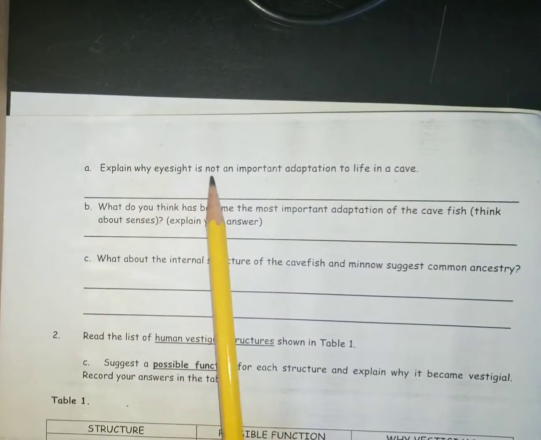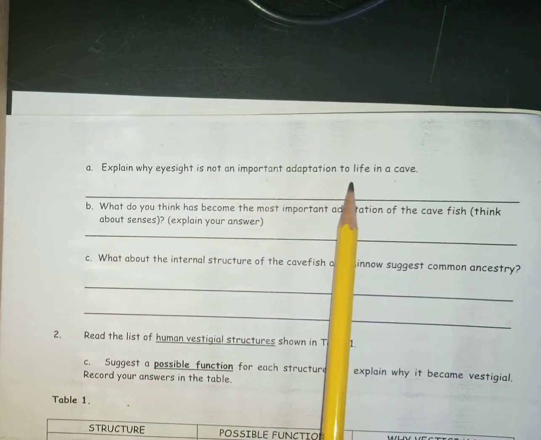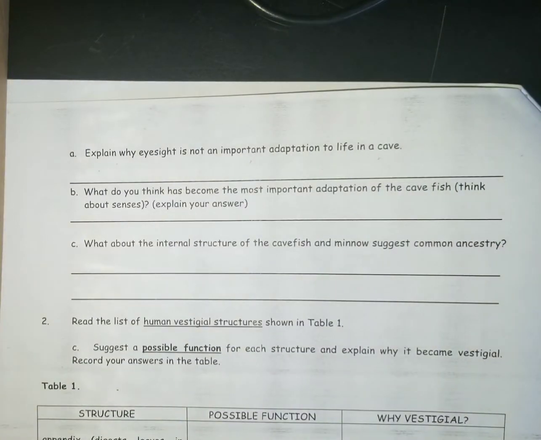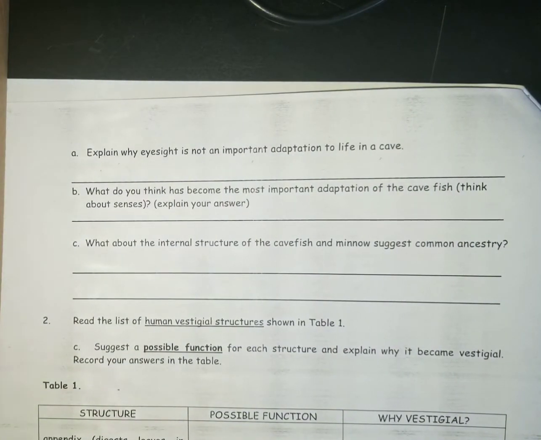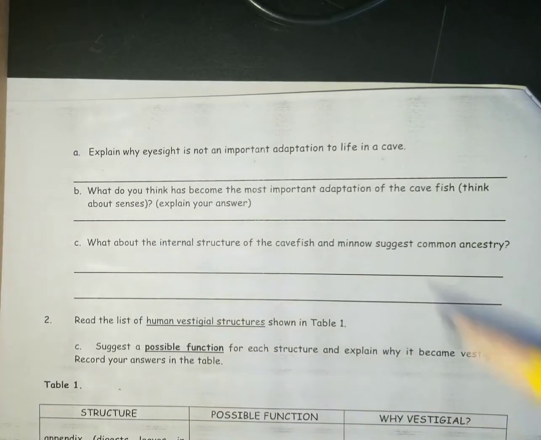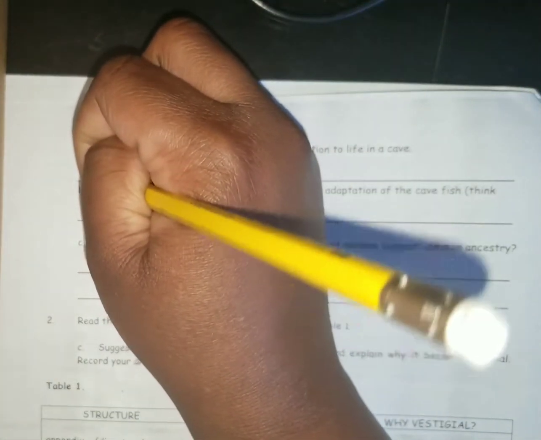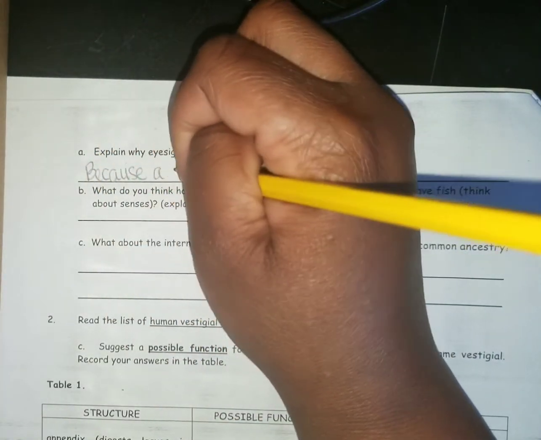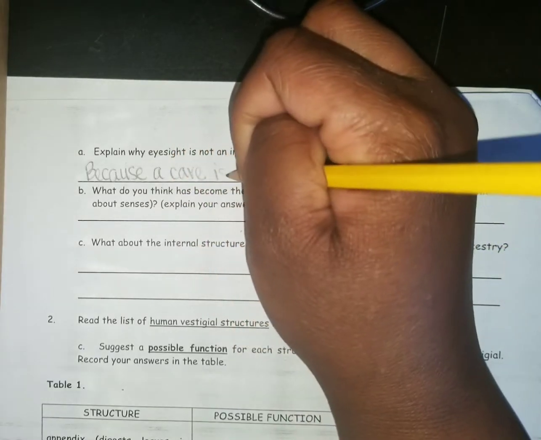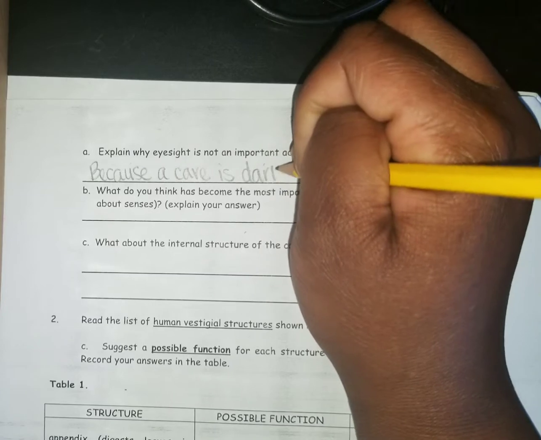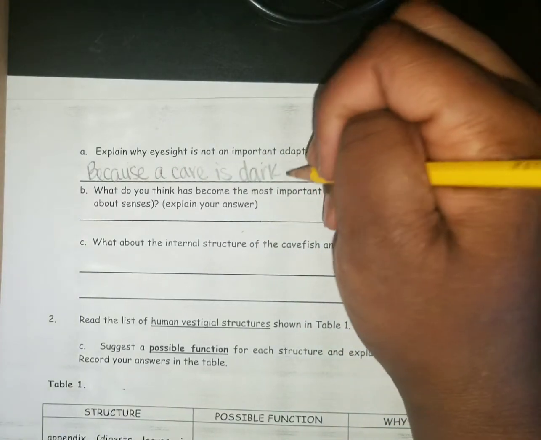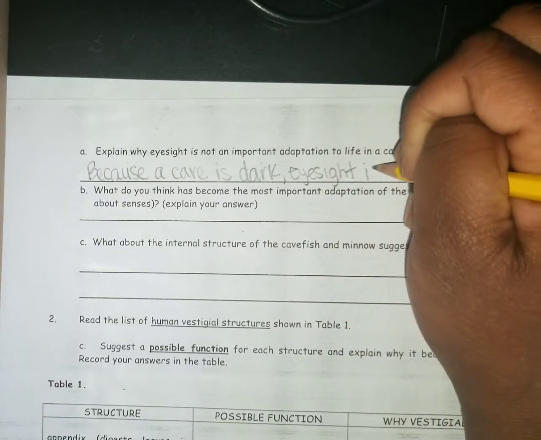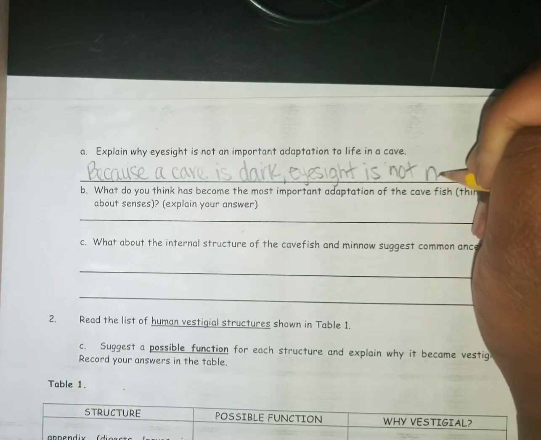Explain why eyesight is not an important adaptation to life in a cave. Let's think about this. If you live inside a cave, why would you need eyesight? You wouldn't, okay? Because a cave is dark, eyesight is not necessary.